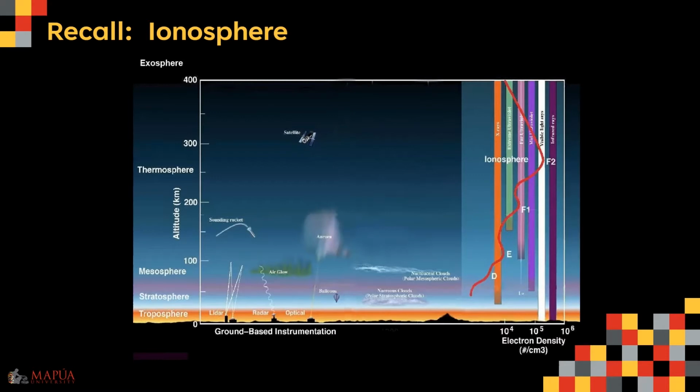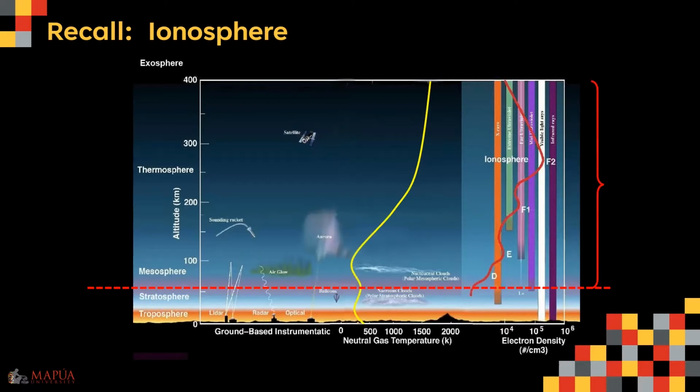But anyway, most of the ionosphere is where your low Earth orbit satellites are found. Sounding rockets, auroras are also formed in the ionosphere, including airglow and some polar mesospheric clouds. These polar mesospheric clouds are actually a mesospheric phenomenon. In other words, this happens in the mesosphere.